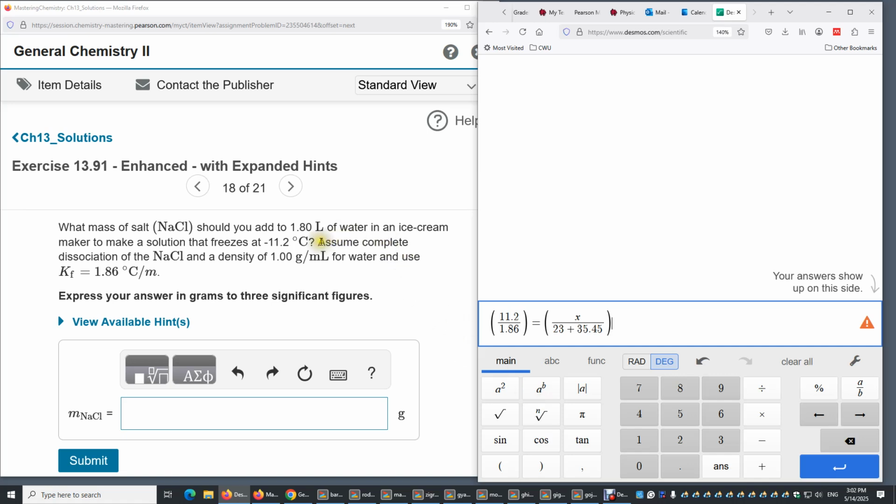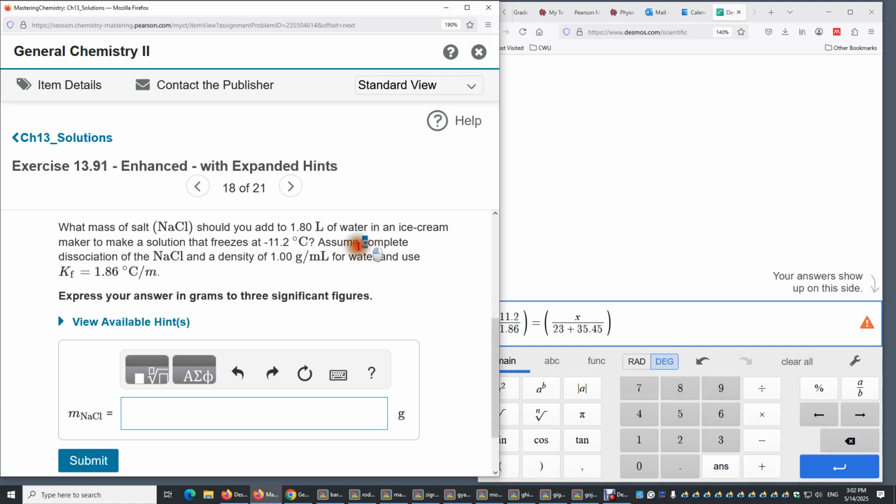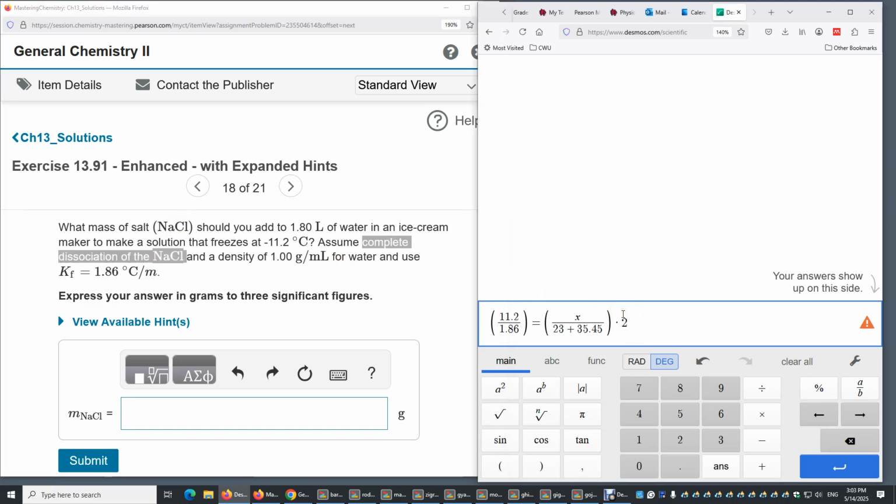Now pay attention to this. Complete dissociation of the sodium chloride salt. This tells us each unit of sodium chloride decomposes into two particles, a sodium plus particle and a chlorine minus particle. So we need to multiply this by 2 to get the concentration of all individual particles in this electrolyte solution.